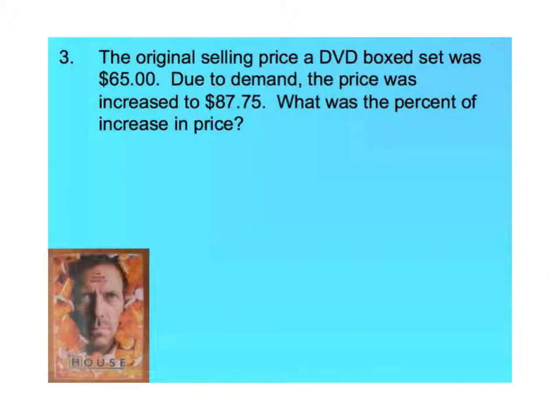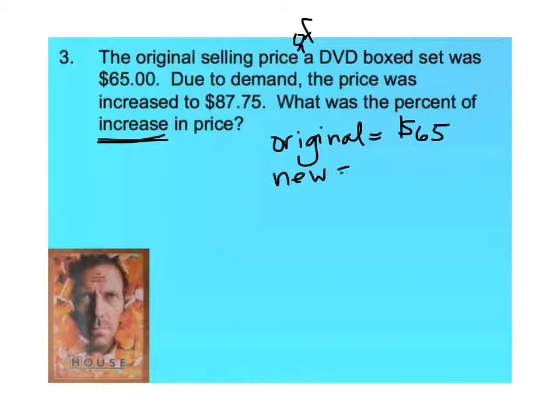The original selling price of a DVD box set was $65. Due to demand, the price was increased to $87.75. I have actually seen that happen on Amazon while I was in my Amazon cart trying to buy something, where the price actually changed while I was in that cart. Anyway, what was the percent of increase in the price? So again, we already know that it's an increase. So we want to identify the original. This time the original was 65. Read the problem carefully. The new is 87.75, and we know this is an increase.